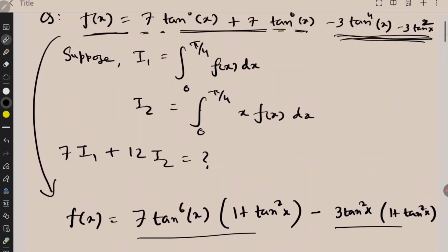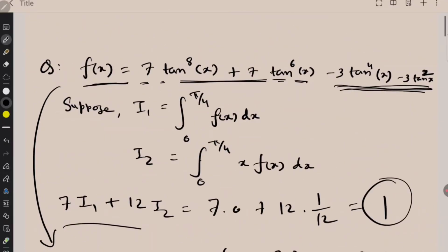Now let's go back to the original expression that we are trying to find the value of. So 7 times 0 plus 12 times 1 over 12. So the final value of this expression is going to be 1, and that's the answer.